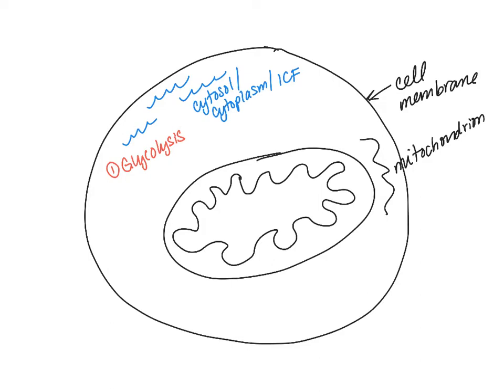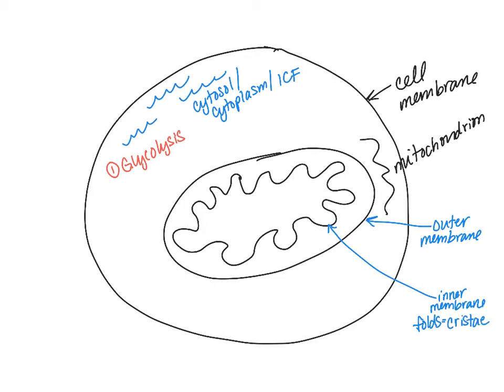Now, the mitochondrion itself has a couple of different regions. So it has an outer membrane, it has an inner membrane, and this inner membrane you'll notice is folded. And the folds are actually known as cristae. The reason why it's folded is it helps to increase surface area. This is something you see a lot in biology. So more surface area usually means more room for chemical reactions.